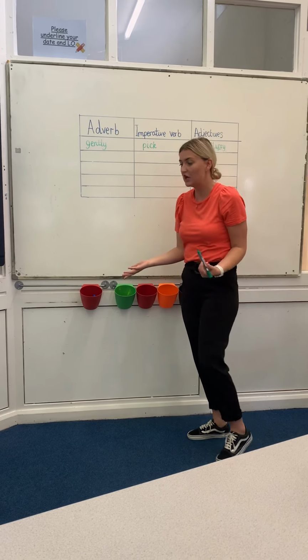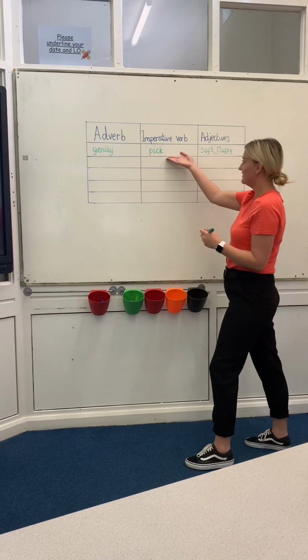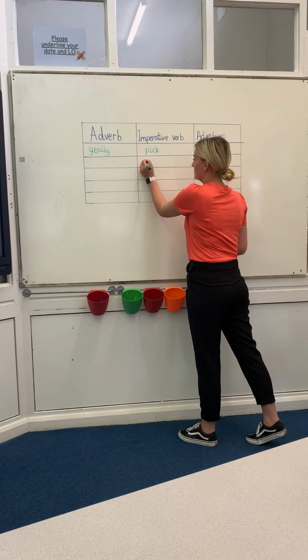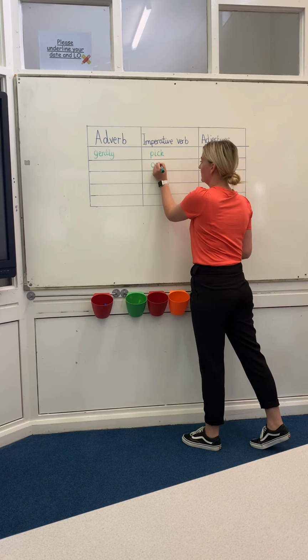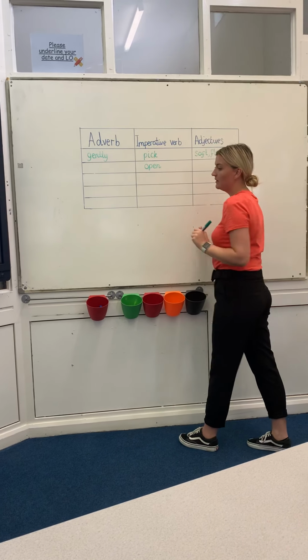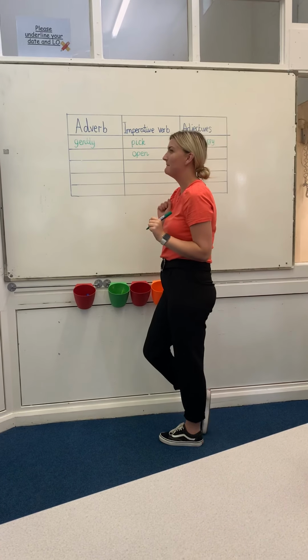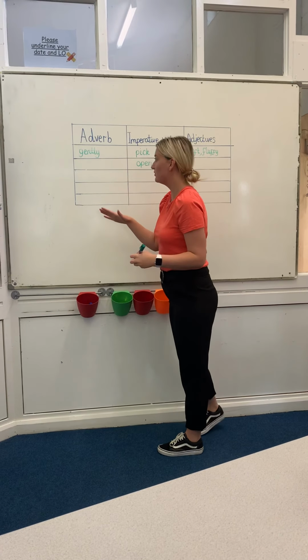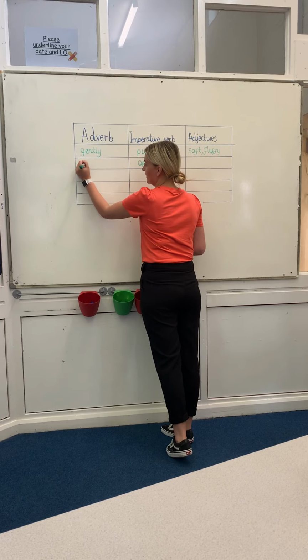So after I've done that, I think I've got my bread out and I need to open my jam jar, don't I? So what I might do, well, my imperative verb is going to be to open. I'm going to tell myself to open the jam jar. So I'm going to open. How do I want to open this jam jar? Well, I need to be quite careful, don't I, so that I don't spill it everywhere. So I'm going to write carefully.